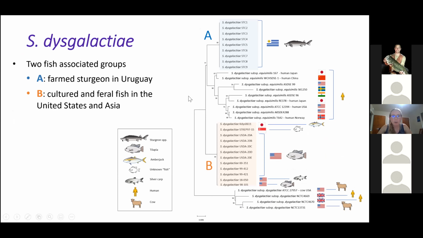S. dysgalactiae was almost more unexpected. S. dysgalactiae is a less common cause of strep traditionally, but we've been working in collaboration with some folks at the USDA and in Uruguay. In Uruguay, it's been causing disease in farm sturgeon. So that's that group up top, A. And you can see that they grouped more closely with subspecies equisimilis, which is traditionally associated with human disease. And we believe that this is the first equisimilis subspecies that has been isolated from fish.